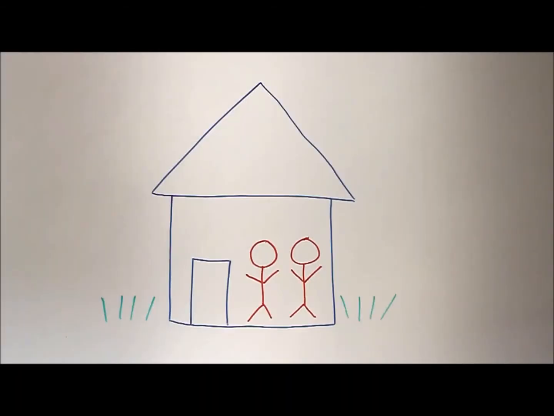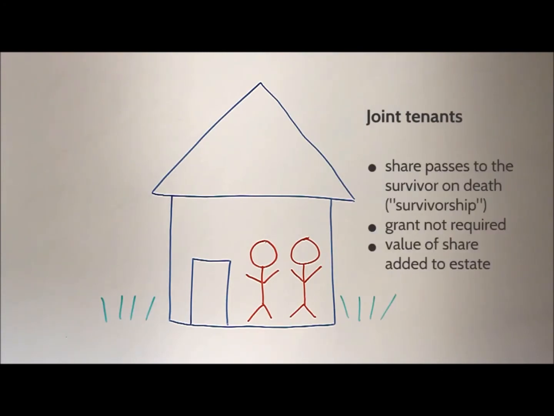If the house was owned jointly as joint tenants, then the deceased's share will pass to the surviving joint tenant or joint tenants automatically on death. This is called survivorship. The deceased's share does not pass according to his will or intestacy. It passes to the survivor regardless of what the will says. A grant of representation is not required. The value of the deceased's share is added to the estate for inheritance tax.